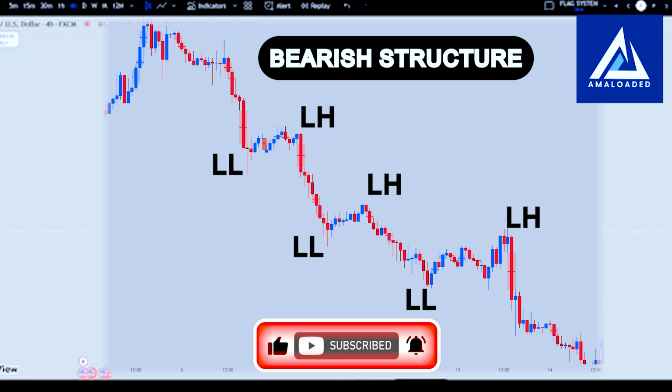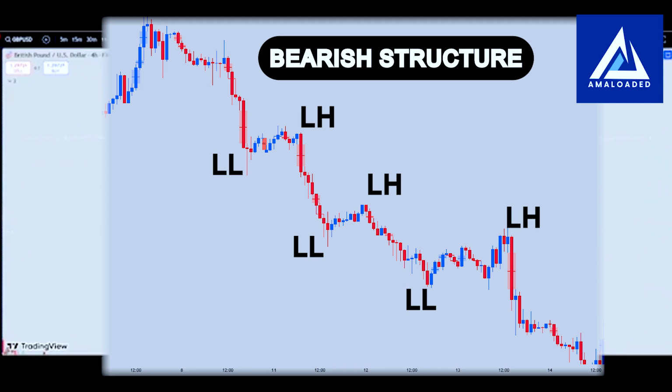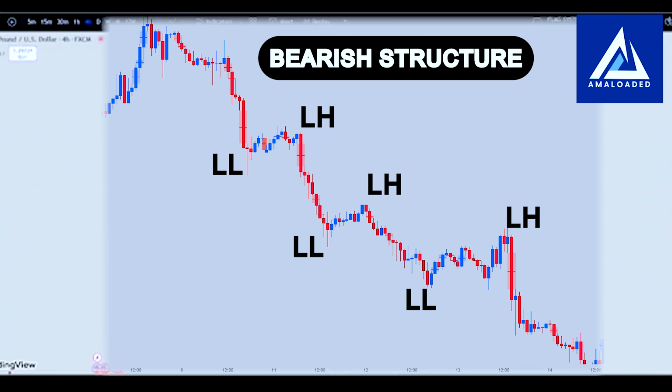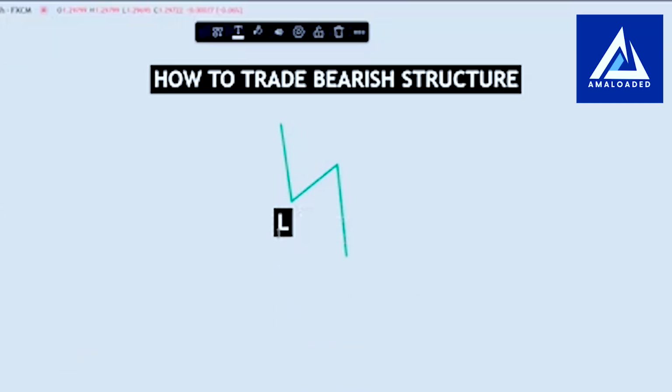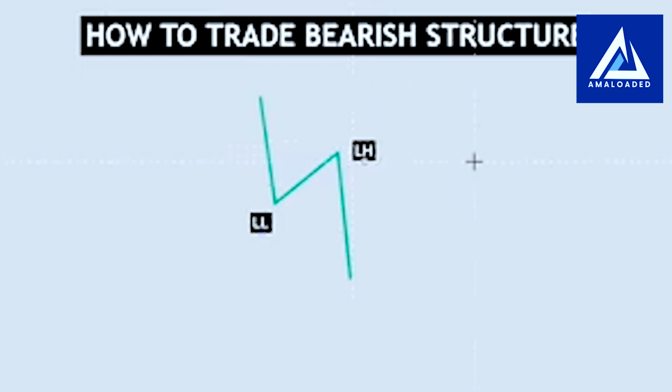of the market. Now, you can see the pattern of bearish market structure, whereby we are having a pattern like this: lower low, right? Then lower high. This is serving as our lower low, lower high. Then price forms a new lower low.